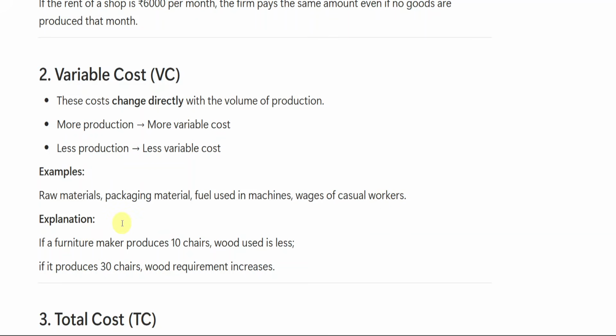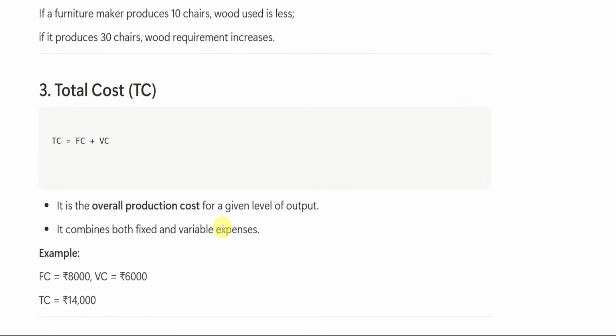So here, if I want to increase or decrease the production, I need to change my input cost, which is nothing but variable cost. It changes as per the production.